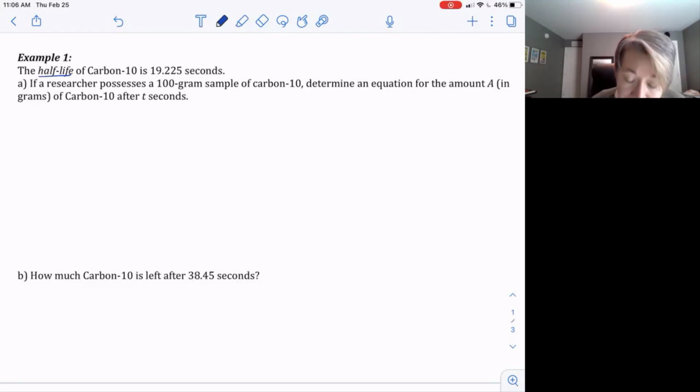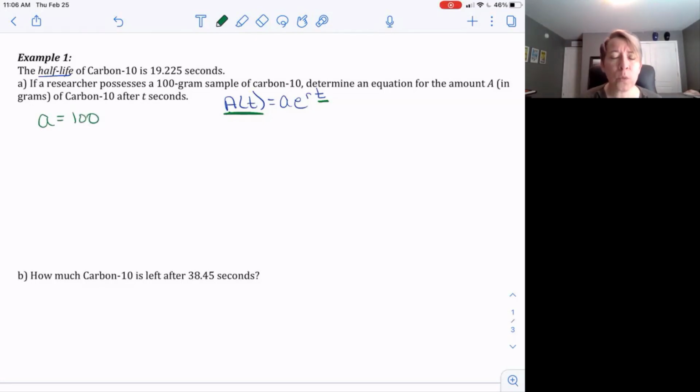Well, if we're dealing with half-life, they're wanting this equation, a of t equals a times e to the rt. Anytime they mention doubling time or half-life, we know we're talking about continuous growth or decay. When they're asking you to come up with an equation, there are only 2 variables that remain: our output, and our t, which is our input. Well, they gave us the a, the initial amount, which is 100 grams. The only other variable, remember e is a number, that they did not give us is r. That's what we have to find in order to come up with this equation.